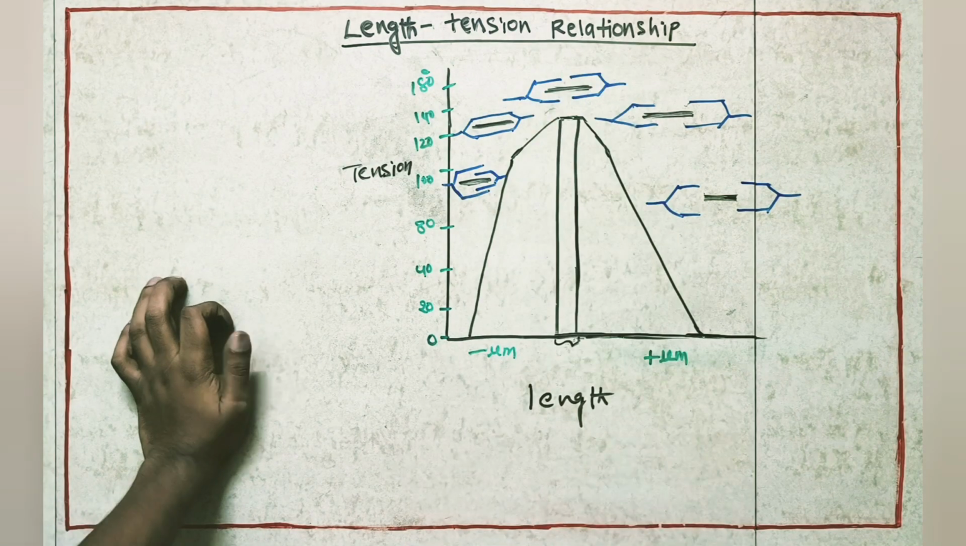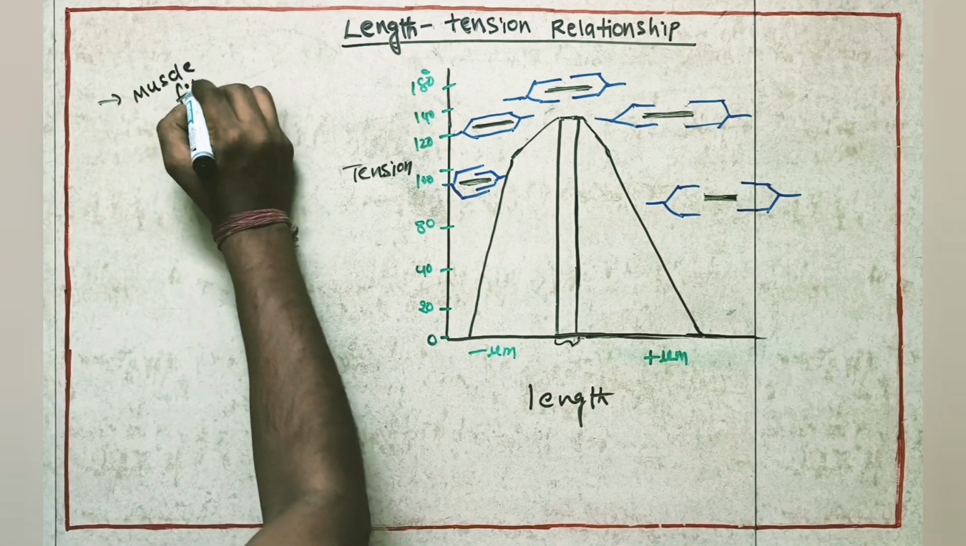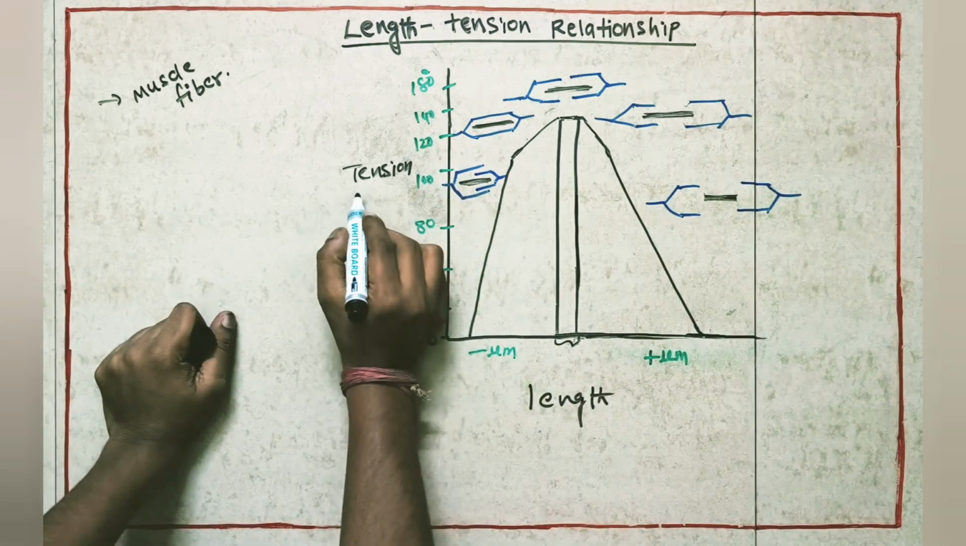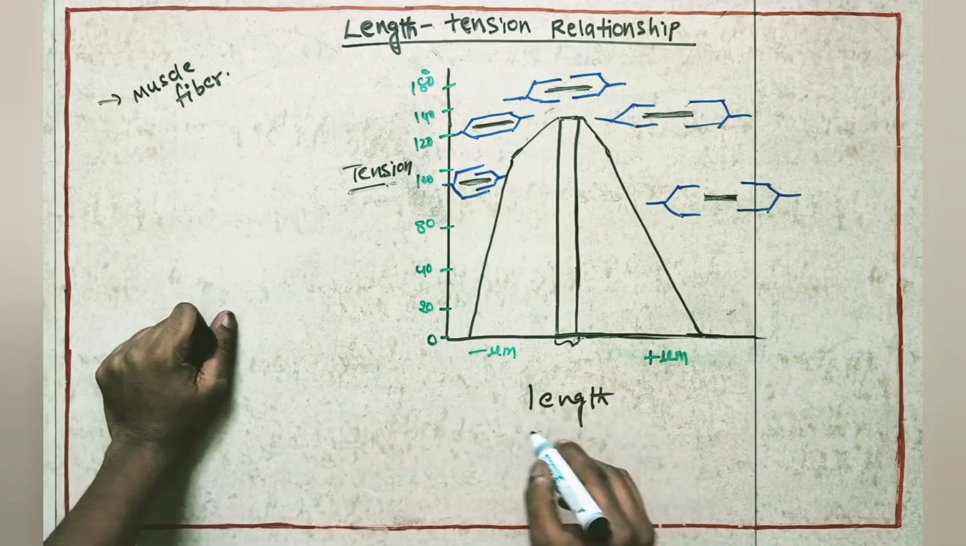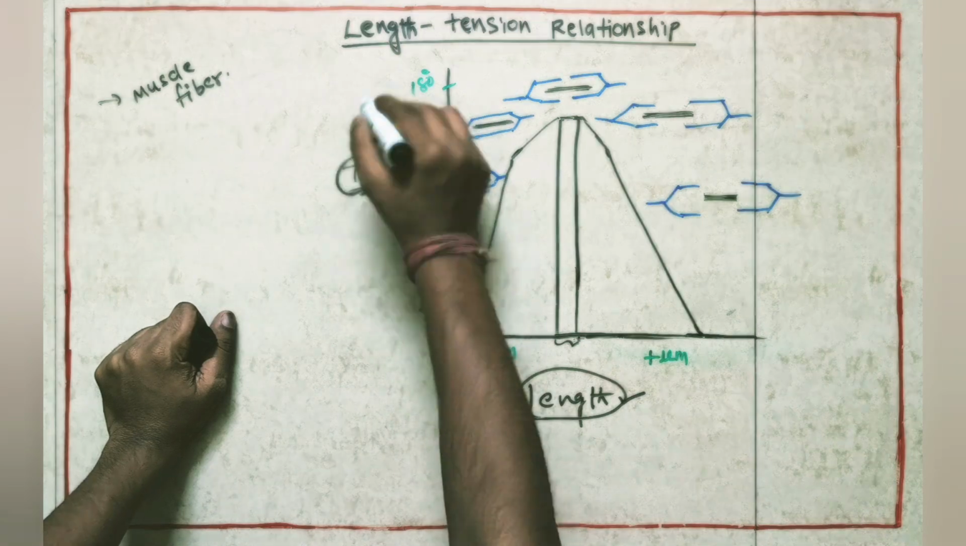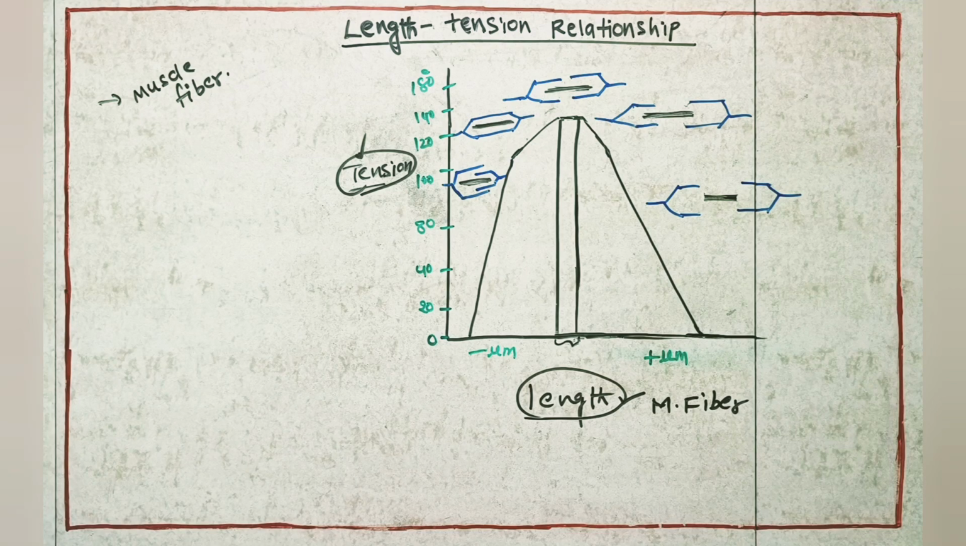Length tension relationship of a muscle fiber. In this length tension relationship, on one side we are taking tension, and on the x-axis we are taking length of the muscle. This is length tension of the muscle fiber, only on a muscle fiber.